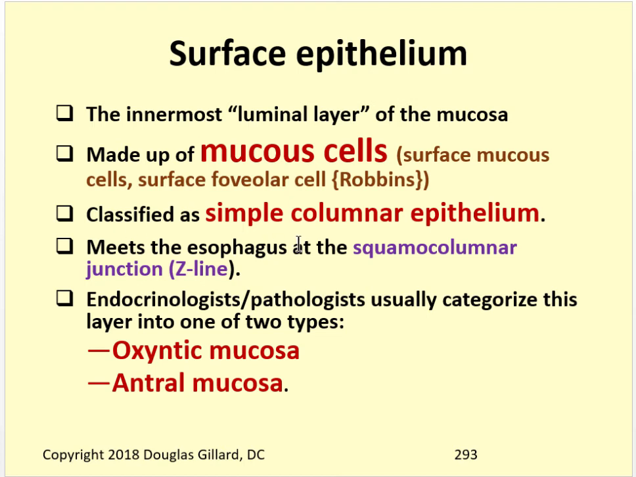Classified as, again, simple columnar epithelium. It meets the esophagus. The esophagus has, again, stratified squamous, non-keratinized epithelium, and it meets at the Z-line, and that's called the squamocolumnar junction, and it's usually right where the lower esophageal sphincter is.